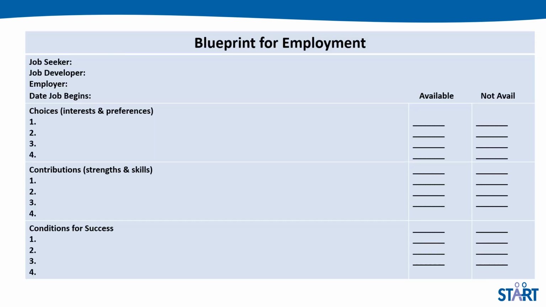And then finally, this is the tool that you would take with you to the employment agency. And what you do is you pick out the top 4 choices or interests or preferences of the student, the top 4 contributions, and the top 4 conditions. And then when you do your tour and you do your interview with the employer, you can just say, yeah, this one's available or this is not available. And that really helps you if you're looking at going to 4 or 5 different employment places. It really gives you an idea of which of these places is going to be the most successful for that particular student.